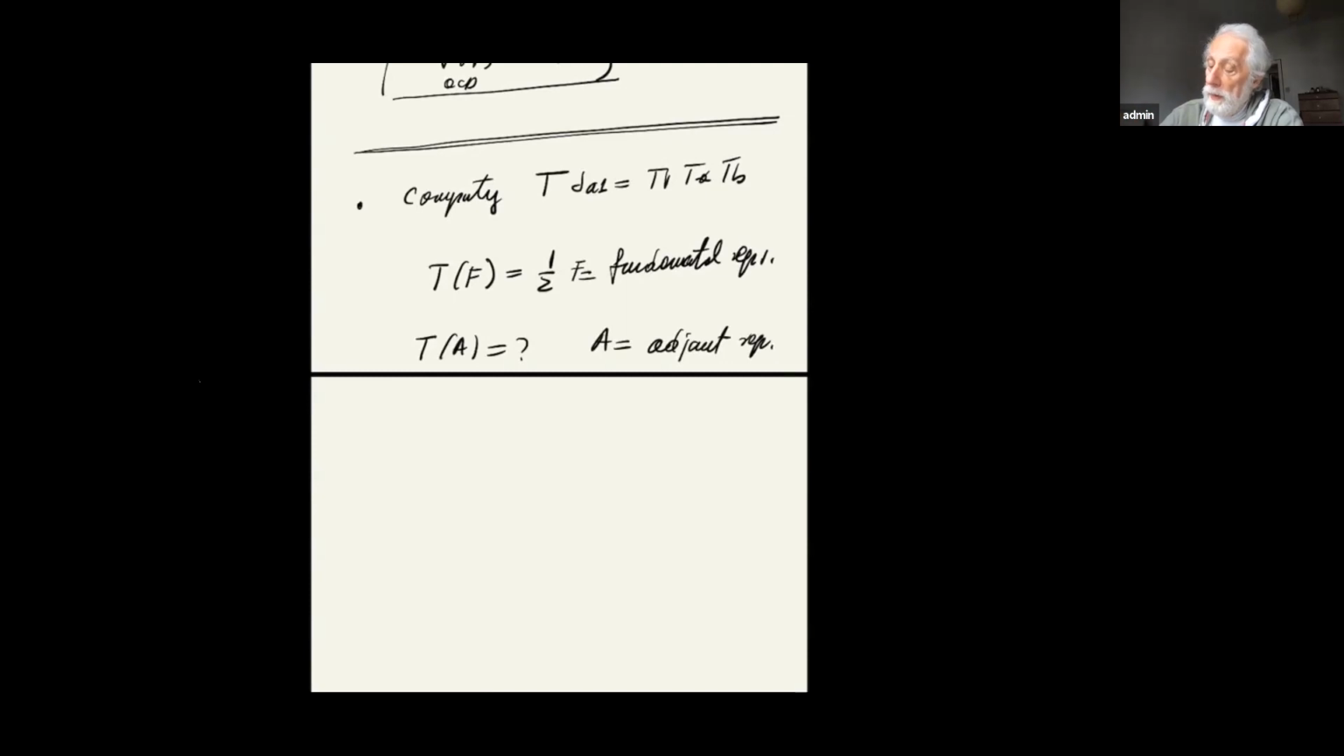You see, when the fundamental transforms like this, let's write in the same line. When the fundamental transforms like this, adjoint transforms as U A U there.